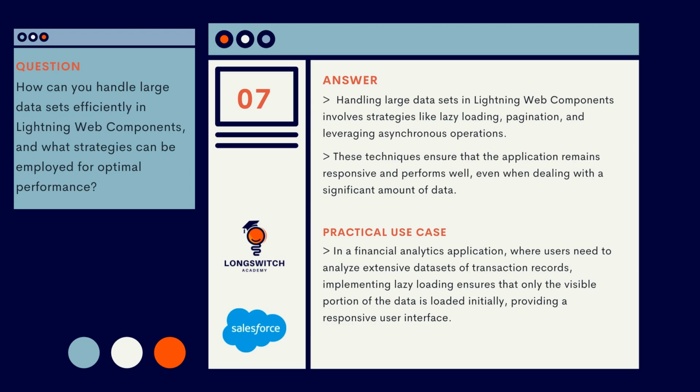Question number 7. How can you handle large data sets efficiently in Lightning Web Components, and what strategies can be employed for optimal performance? You can explain it like this. Handling large data sets in Lightning Web Components involves strategies like lazy loading, pagination, and leveraging asynchronous operations. These techniques ensure that the application remains responsive and performs well, even when dealing with a significant amount of data.